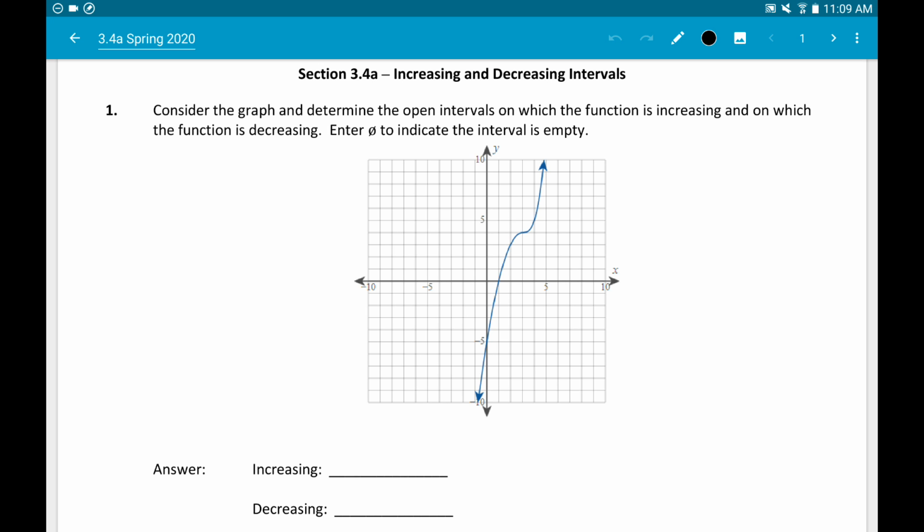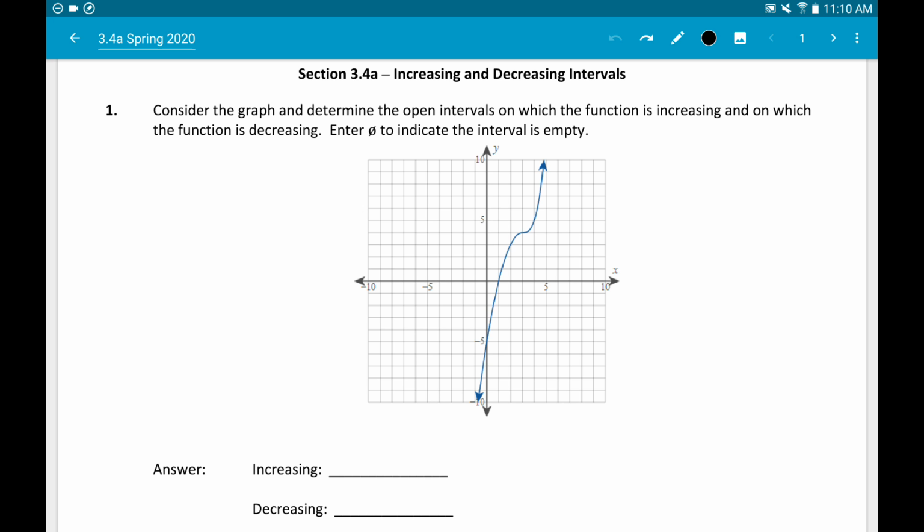So the first few questions you'll see in the homework are going to be graphs, sort of like what we have here for number 1. Consider the graph and determine the open intervals on which the function is increasing and on which the function is decreasing. Enter the empty set symbol to indicate the interval is empty. So the empty set symbol right there, you'll find that on the keypad on Hawks. That literally means none. That's the translation for that symbol. It's just a mathematical notation to indicate none. So when they're saying the interval's empty, that means you don't have that type of interval.